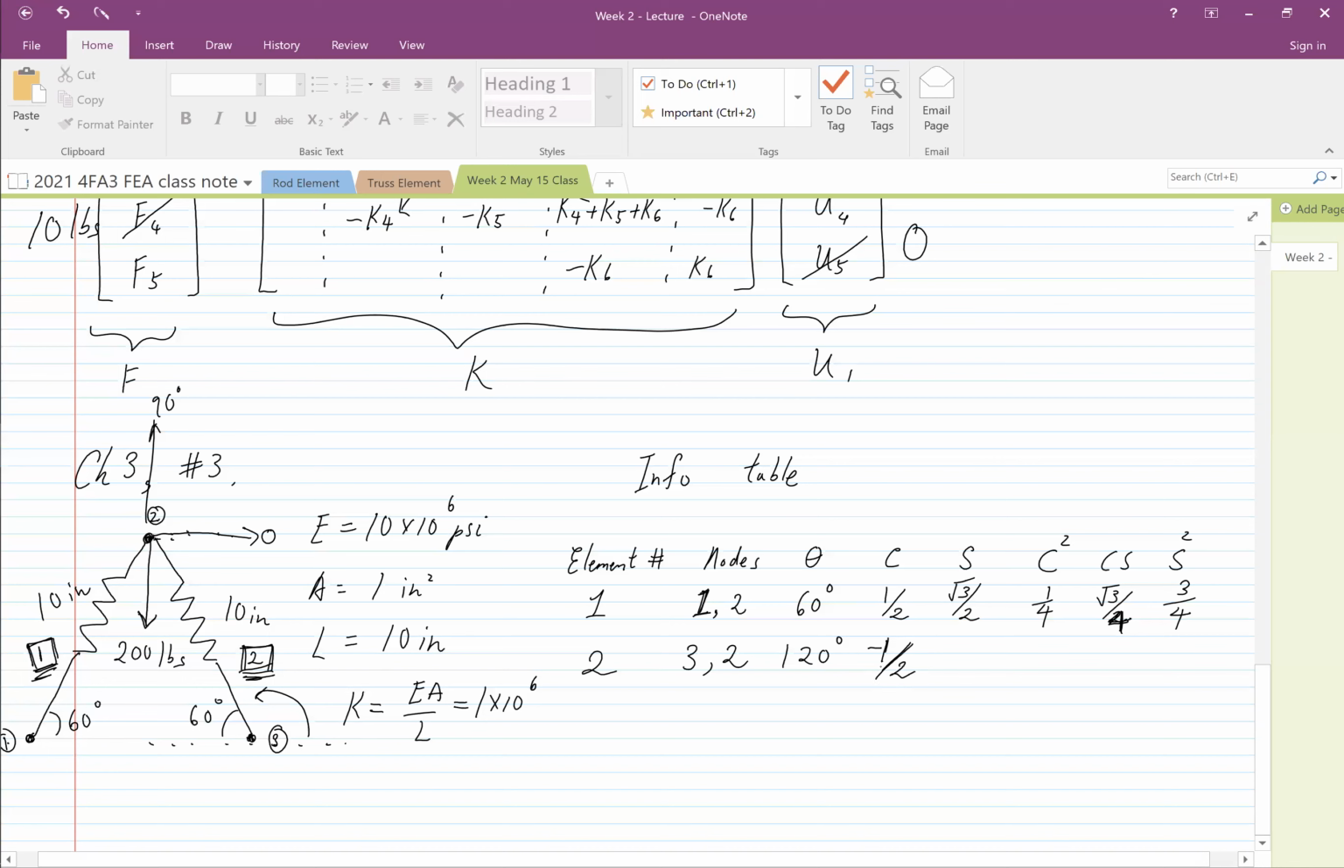The cosine is -1/2. The sine will be √3/2, and then c squared will be 1/4, and cs will be -√3/4. And this side, s squared, will be 3/4.